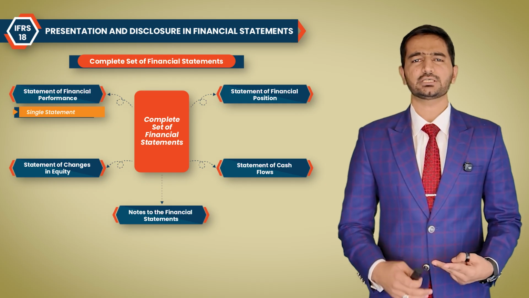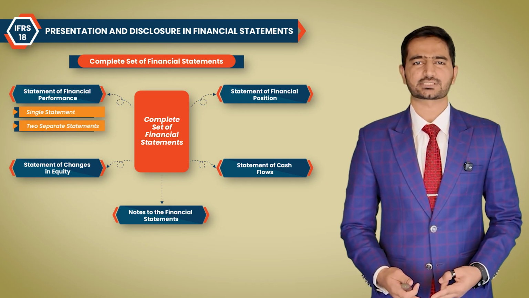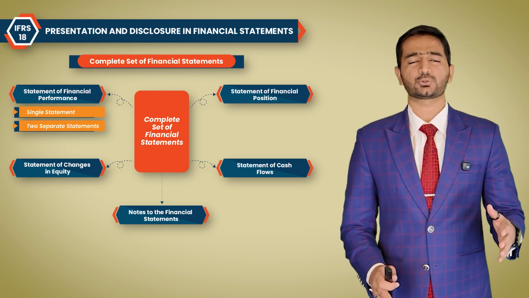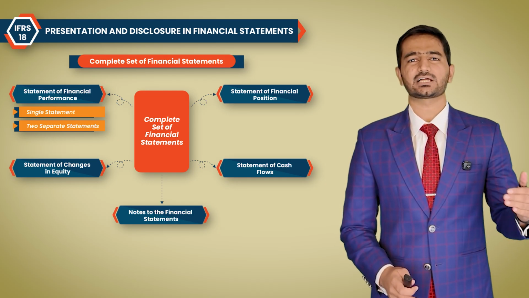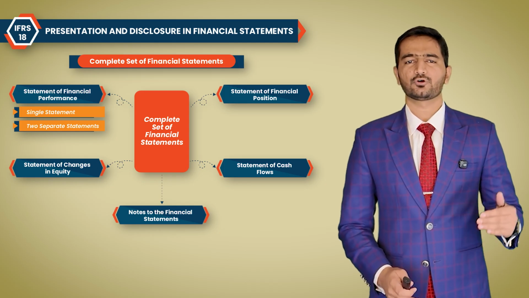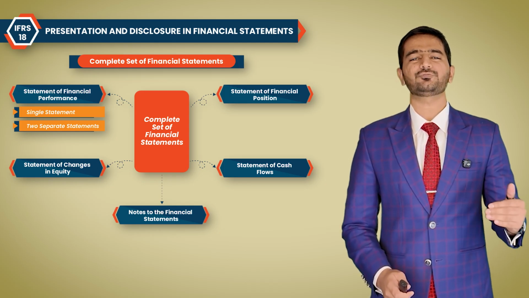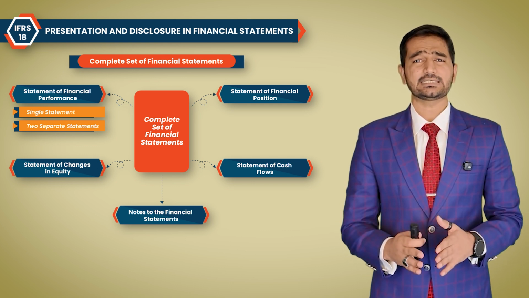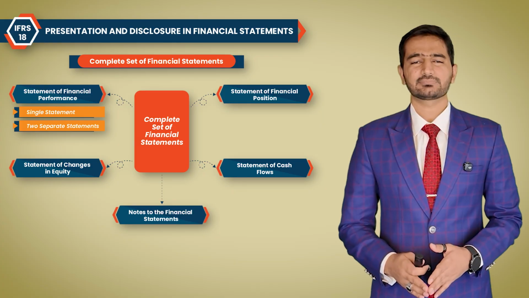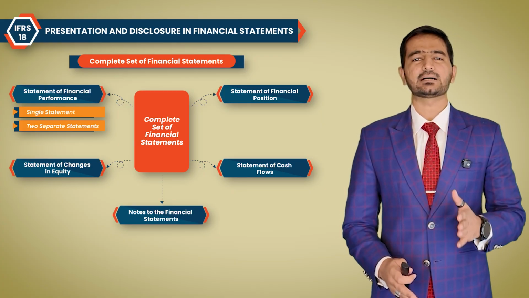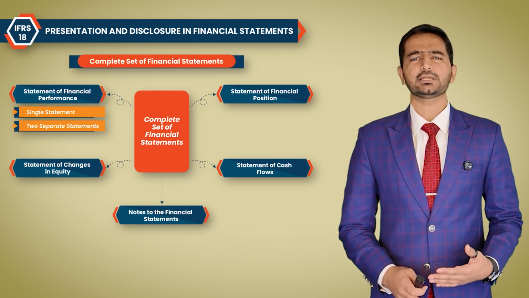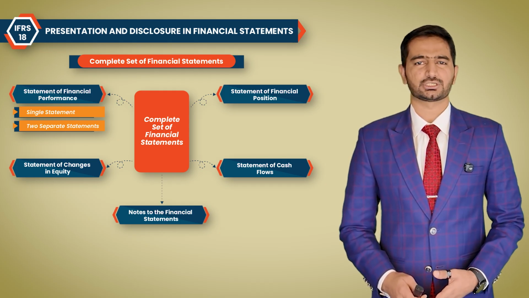And the second option is to present 2 separate statements, one for profit and loss and the other one for total comprehensive income, started with the profit and loss line, followed by all the items of other comprehensive income. The choice is yours. The key thing is that you are consistent and it clearly communicates the company's performance over the period. The second component is the statement of financial position.